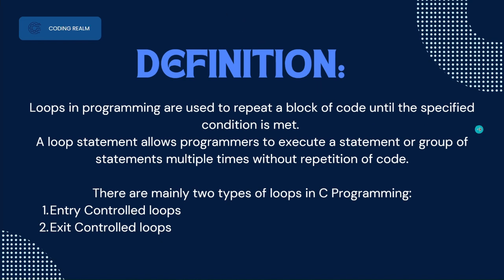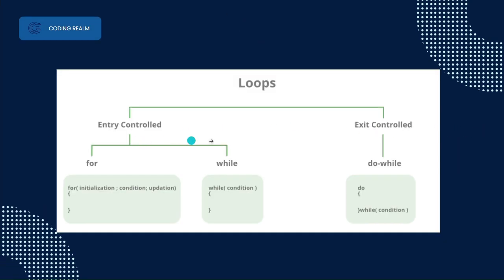Let's see the difference between the entry-controlled loop and the exit-controlled loop. The entry-controlled loops are the for loop and the while loop. The condition is at the start of the loop, like here. But in the exit-controlled loop, the condition is at the end of the loop, like the do while loop.